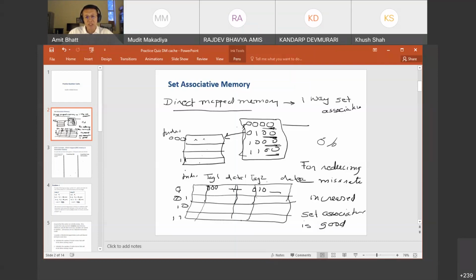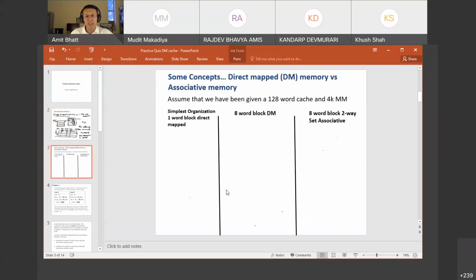So this is two-way set associative. Similarly, I can have four-way set associative. I can have eight-way set associative. And then, the same example I have tried to do over here. So if I say the one-way block, I got just a 128 word cache memory and 4K main memory. So basically, this is 2 raised to 7, right? And this is 2 raised to 12. So what is my index size? My index size is 7 bits.